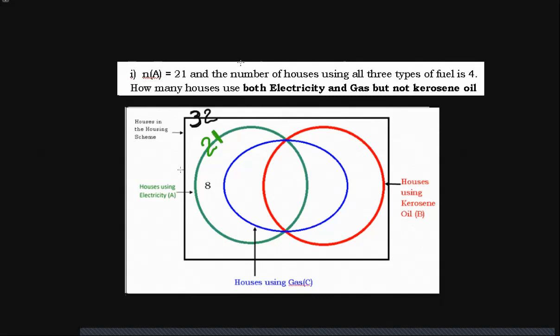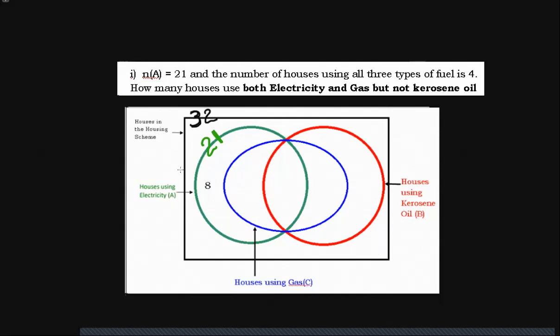And the number of houses using all three types of fuel. All right. So before we do that, let's identify the regions of this Venn diagram. How many regions are there in this Venn diagram? There's one region here, that's this one, and this is the second region, third region, fourth region, fifth, and the sixth region. So altogether, there are 6 regions in this Venn diagram. Let's write the description of each of these regions, all right?